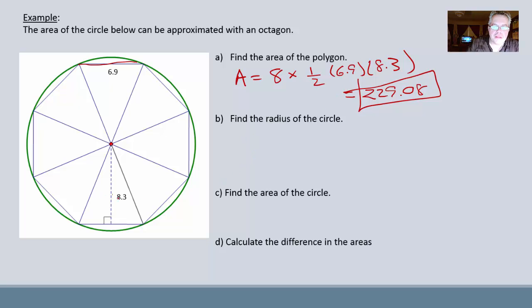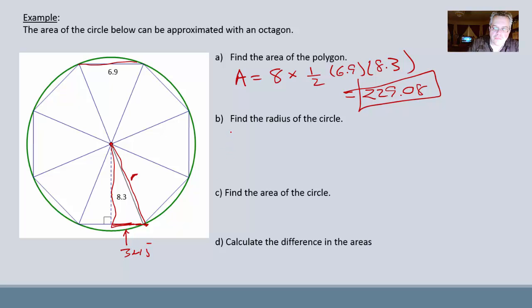Okay, find the radius of the circle. We have to use the Pythagorean theorem for this. The radius of the circle, r, is the hypotenuse of this right triangle here. Okay, kind of made things worse. But 8.3 is this leg. This leg right here is half of 6.9. So this entire side is 6.9. So this part we need right here is half of that, which is 3.45.